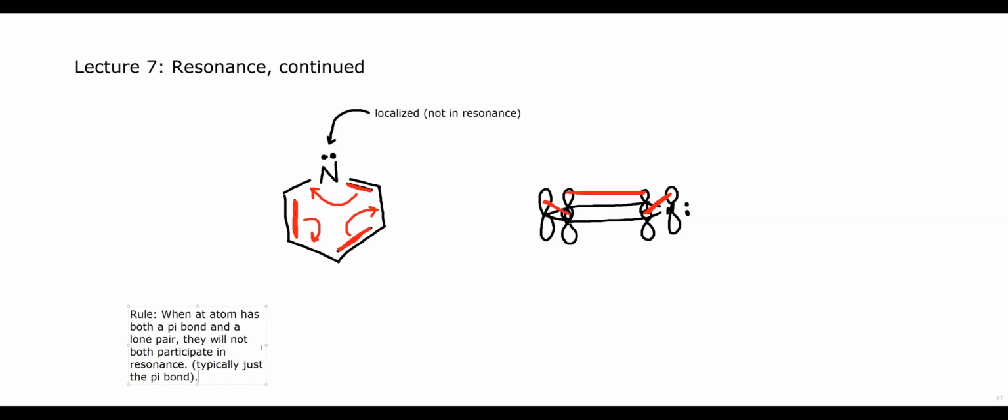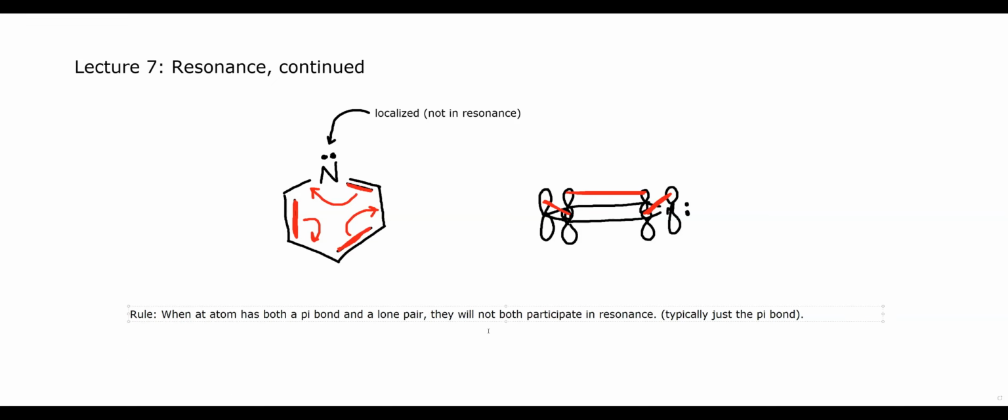Typically just the pi bond will. Okay? So there's our little rule that we could follow. When an atom has both a pi bond and a lone pair, they can't both participate in resonance. They can't both be in a p orbital. Okay?